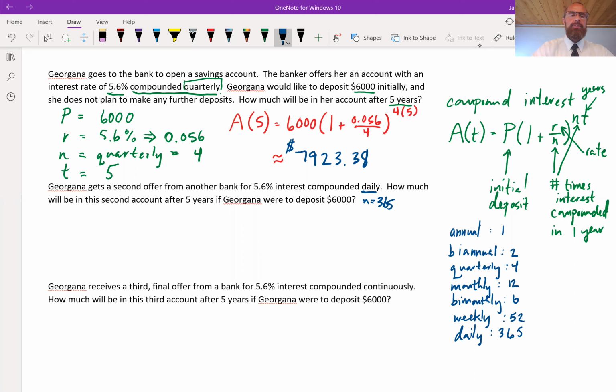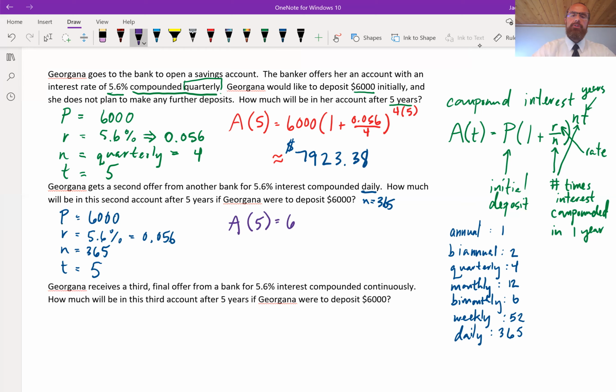So just like we had set for our first example there, we're going to pull our 4 variables and we want to define those numerically. So 6,000 is still the principal. The rate is still 5.6%, which as a decimal is 0.056. The n value is daily, so 365. There's 365 days in a year, and we're still interested in 5 years passing. Let's calculate then A at 5 for this scenario.